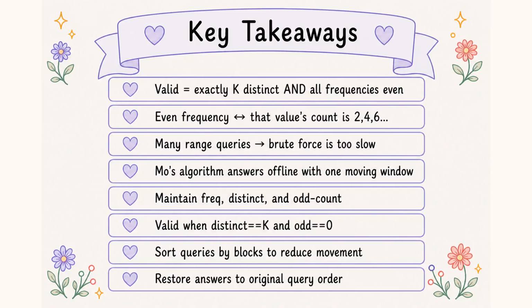Key takeaways. Valid means exactly k distinct and all frequencies even. Even means counts like 2, 4, 6. Many range queries make brute force too slow. Mo's algorithm answers offline with one moving window. Maintain frequency, distinct, and odd count. Valid when distinct equals k and odd equals 0. Sort queries by blocks to reduce movement. Restore answers to the original order. That is Valid K Unique Subarrays 1, explained from 0.